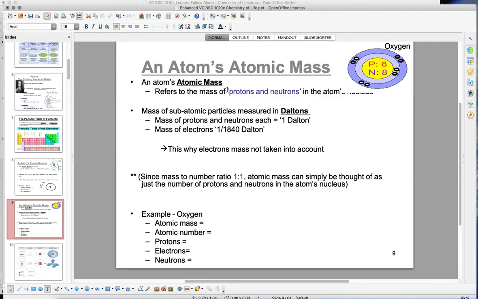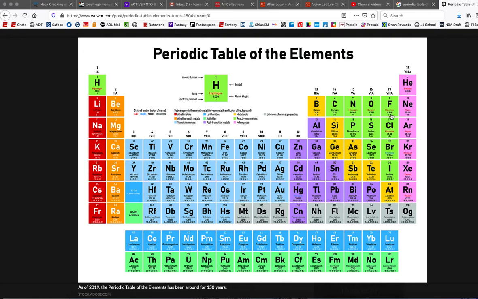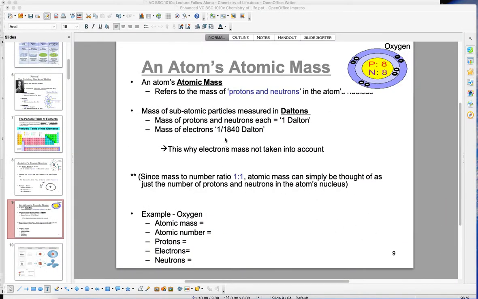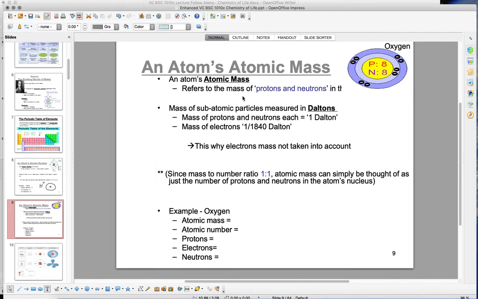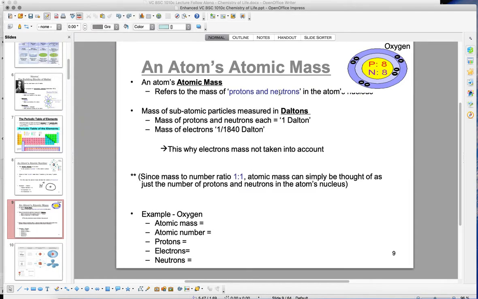Now what about the atomic mass? The atomic mass is the larger number on the periodic table. Hydrogen is 1, carbon is 12, nitrogen 14, oxygen is 16. What the atomic mass tells us is the number of protons and neutrons in the nucleus. We say number, but mass is actually the mass of the protons and the neutrons. What's interesting is that the mass of protons and neutrons both equal 1 Dalton, which is the unit of measurement for mass.